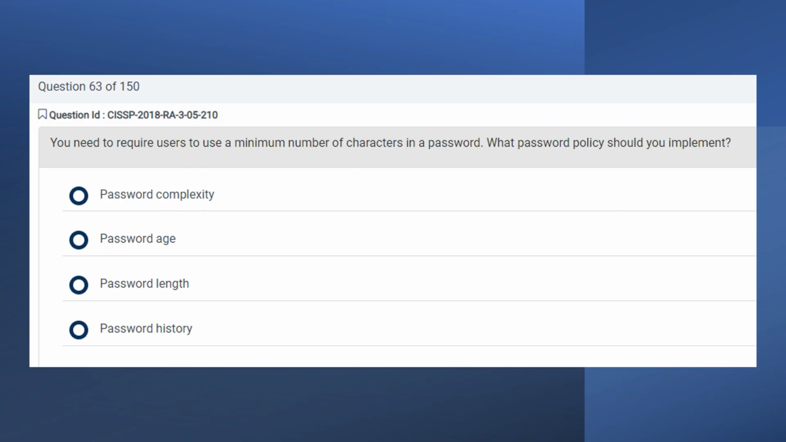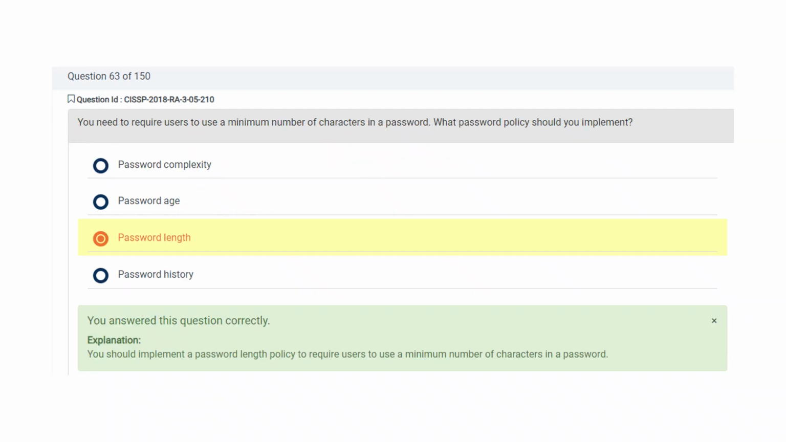Question 63. You need to require users to use a minimum number of characters in a password. What password policy should you implement? Password complexity, password age, password length, or password history? You should implement a password length policy to require users to use a minimum number of characters in a password.